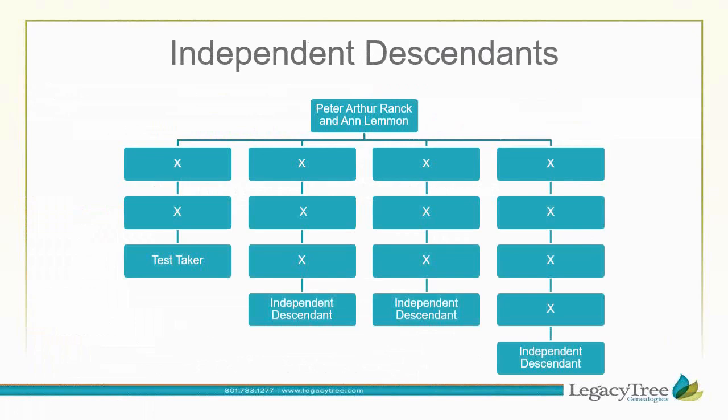So when I went through this process to identify independent descendants of Peter Arthur Rank and Ann Lemon, I found 2 second cousins once removed to my test taker in the MyHeritage database, as well as a second cousin twice removed. And each of those individuals were independent descendants of Peter Arthur Rank and Ann Lemon. They descended from children other than the child from which our test taker descended.